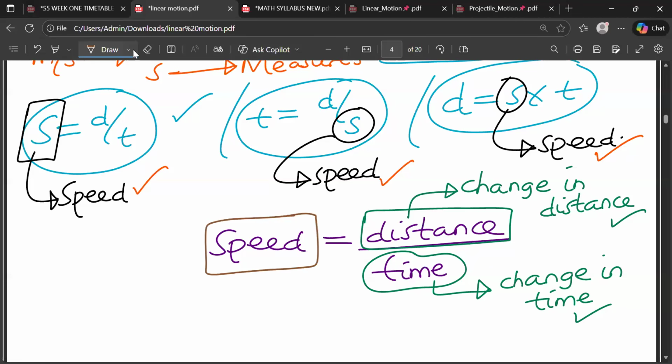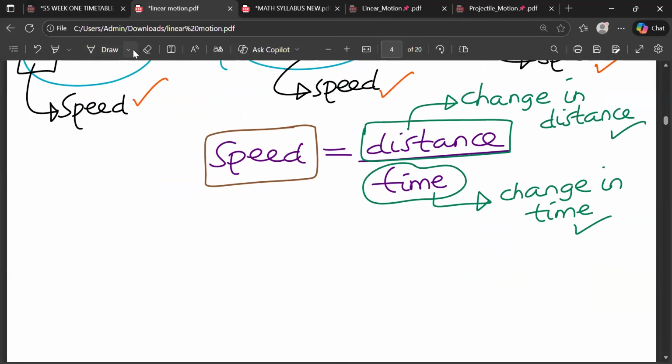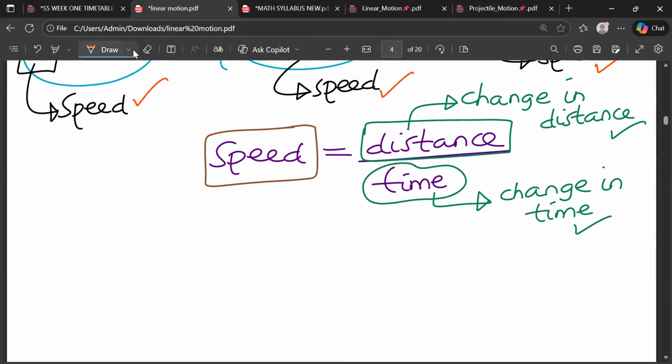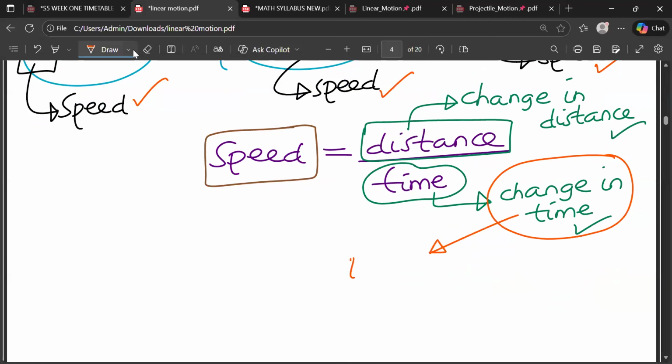So, how to define speed, have it in mind: change of distance over change in time. Or instead of change of time, I remember teaching you, and I'm not repeating it now, that change in time is the same as rate. So instead of saying change of time, just say rate.